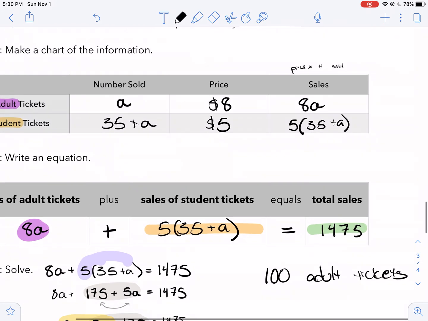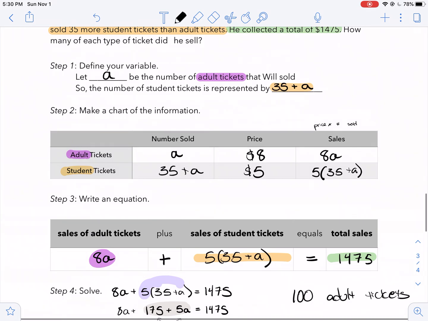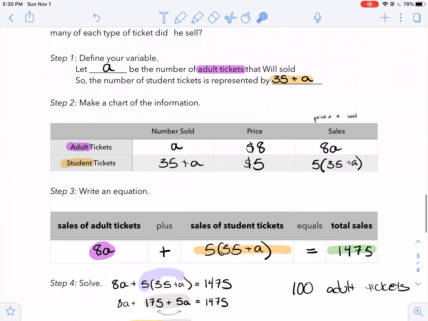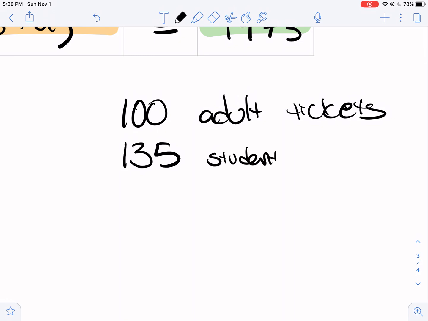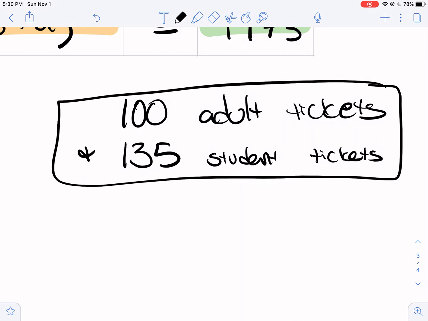But how many student tickets did he sell? Well, remember the number of student tickets is 35 plus A, and 35 plus 100 is 135. So that's 135 student tickets. Good job, Will. You must have been a great salesman. Okay, there we have it.